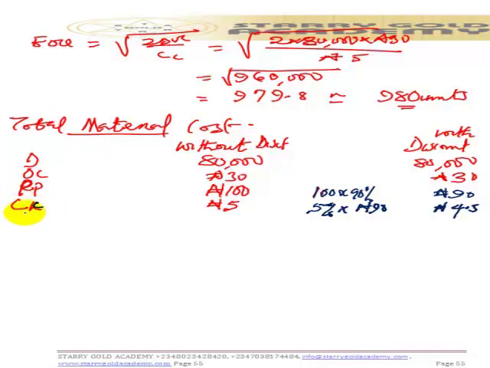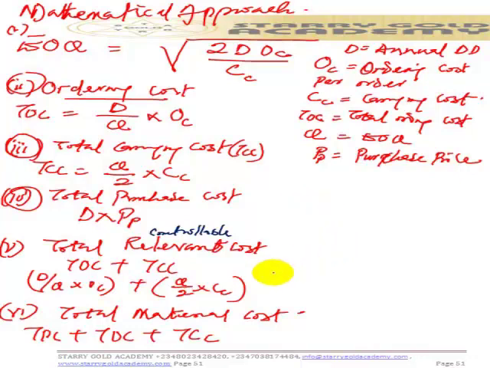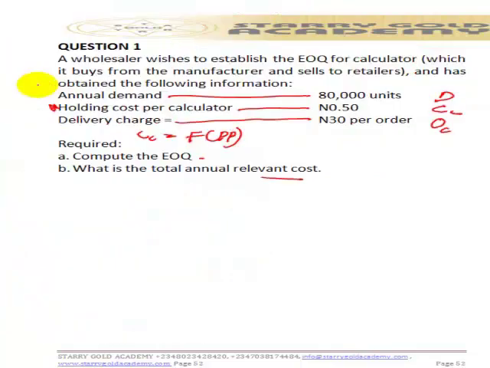Then the quantity. If there is no discount, the company will order 980. But to enjoy the discount, the company must order 4,000 units. Then we can do our cost. Remember, I told you that our total material cost is going to be the total purchase cost, total carrying cost, and total ordering cost.